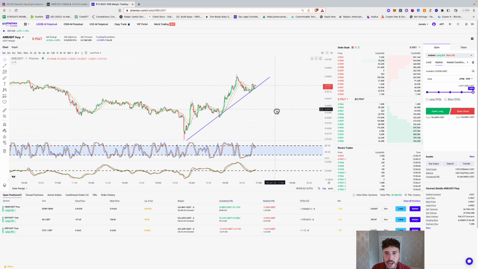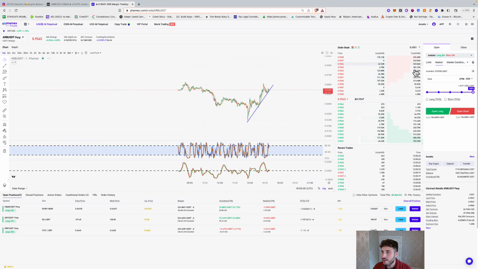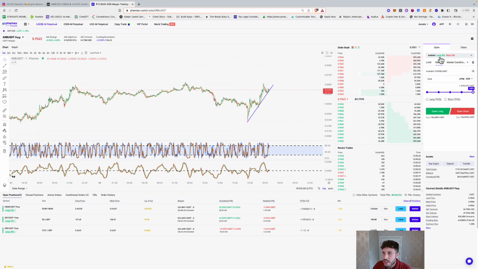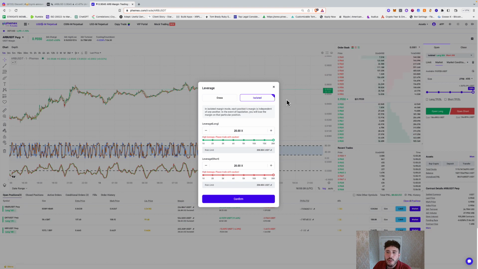Now, first off, at the top here, you want to make sure you're always on isolated, that you're not on cross margin. You want isolated. Then at that point, you can set your leverage amount. You can have your leverage for longs and what your amount is, or your leverage for shorts and what your shorting amount is. I want a long because I'm noticing that it's breaking up right now, and I'm going to do 20x leverage.